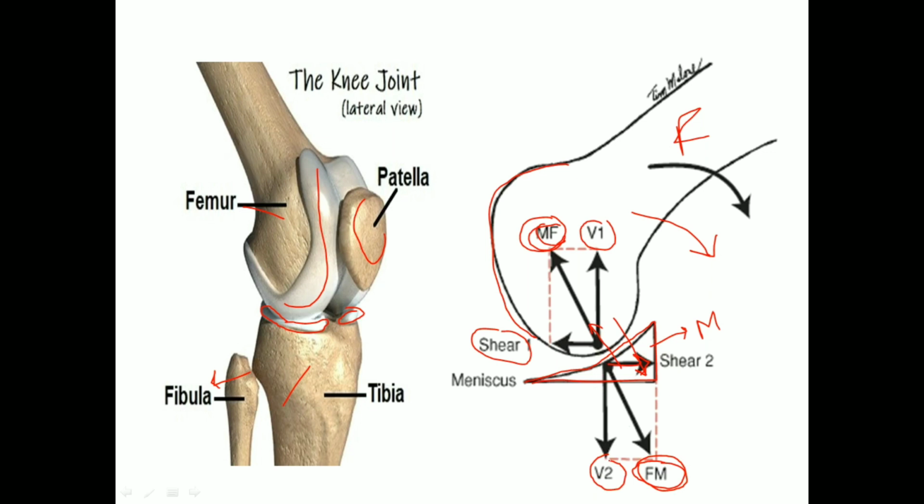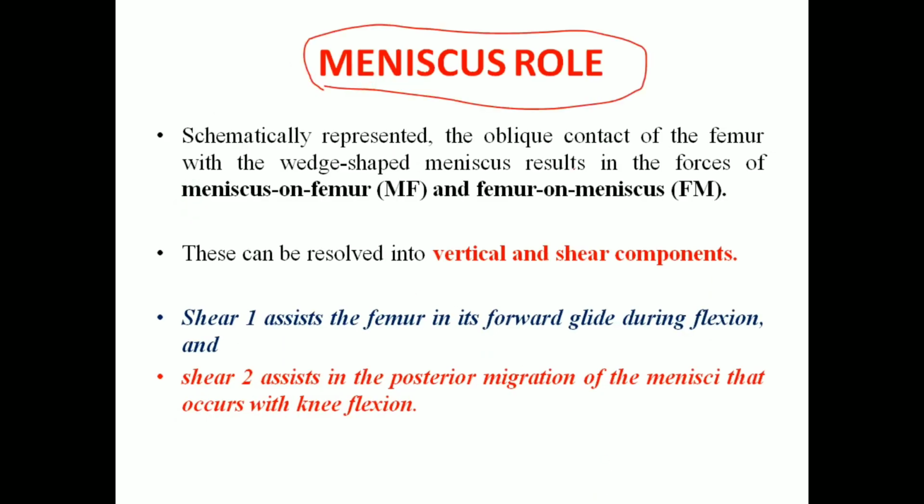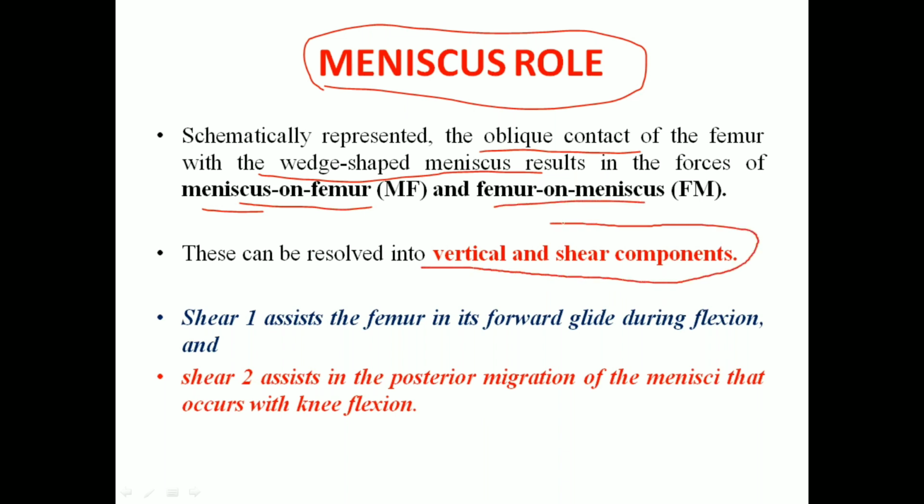Now let us see how it happens. Similarly, as we know, the oblique contact of the femur with the wedge-shaped meniscus results in two forces. Already I told you which forces those are: meniscus on femur and femur on meniscus. So we can resolve them into two components, that is vertical and shear component. Now what will shear 1 do? Shear 1 assists the femur in its forward glide during flexion.